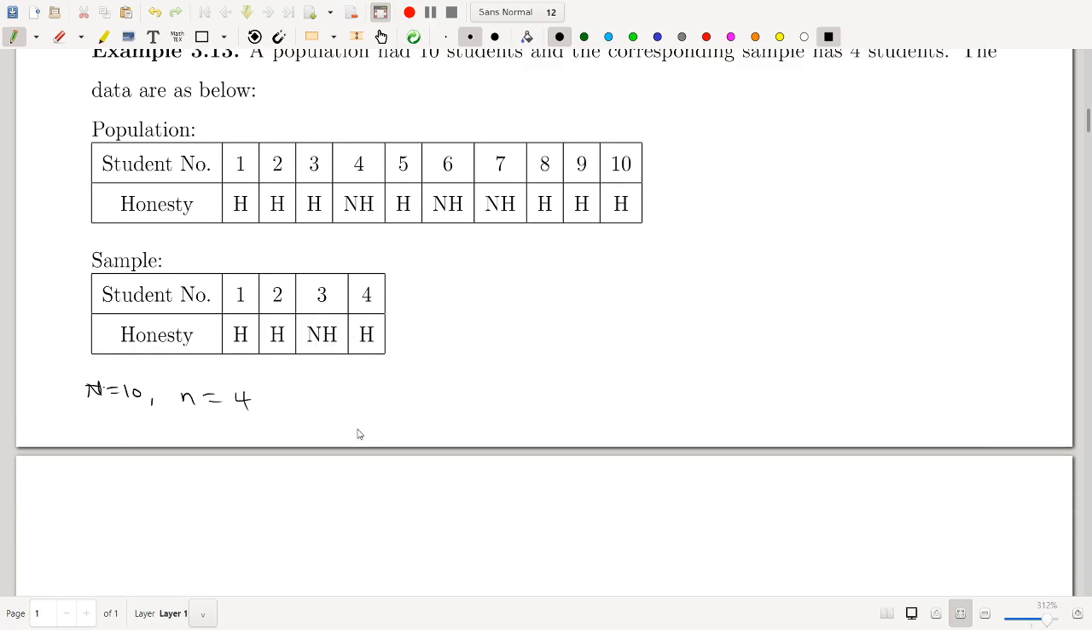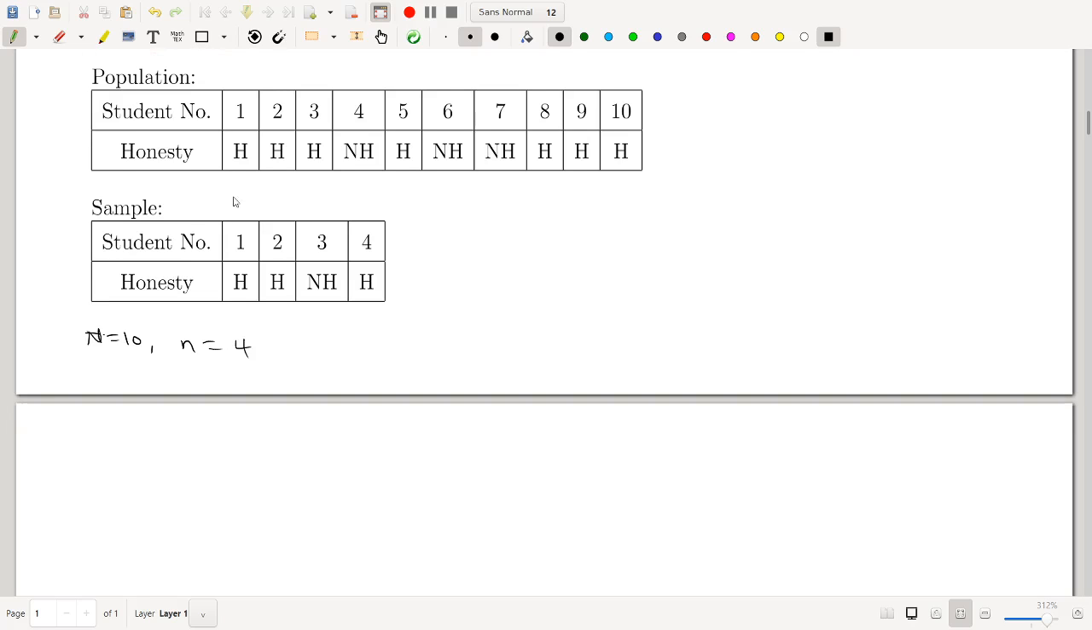To understand the notations from this example, here capital N is 10, small n is 4. Capital A means the number of units in a population having the required attribute. Here the required attribute is honesty. So how many students in the population have the required attribute, or how many students are honest? 1, 2, 3, 4, 5, 6, 7. So capital A will be 7. What is meant by small a? Small a means the number of units in a sample having the required attribute. In the sample there are 3 honest students. So small a is 3.